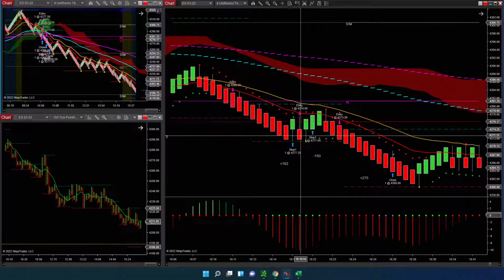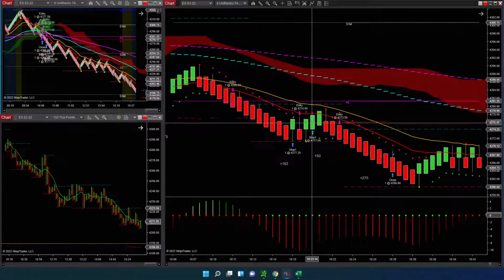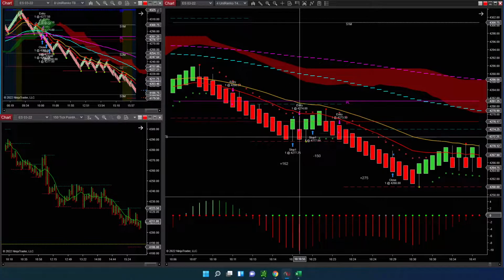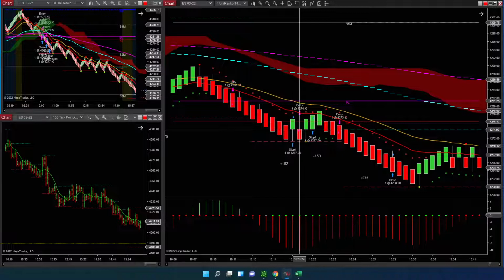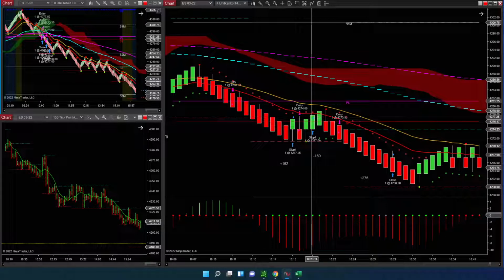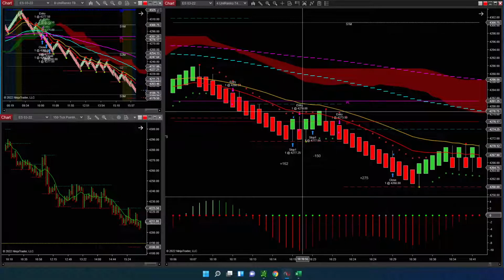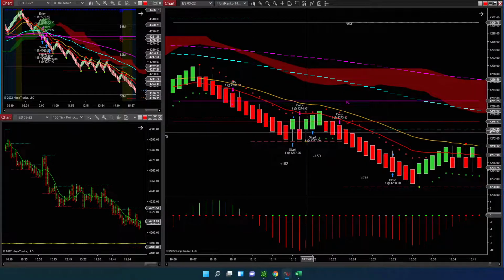Then it moved to the upside, and okay, right here, right? This one here, I took it thinking that it was going to go back down, probably not a good entry, and then I was stopped right there at 42.77. So I took it at 42.74, and it was stopped out at 42.77.